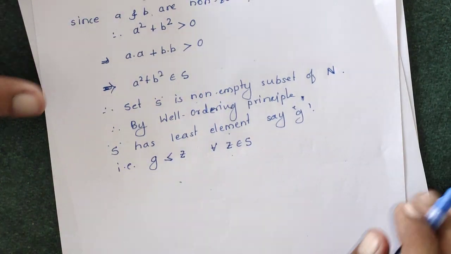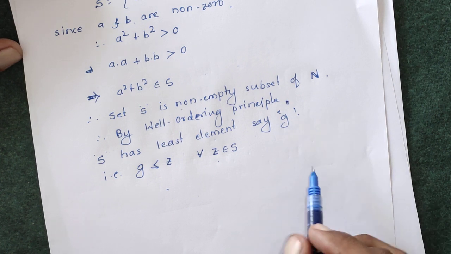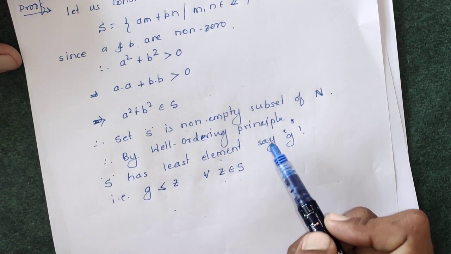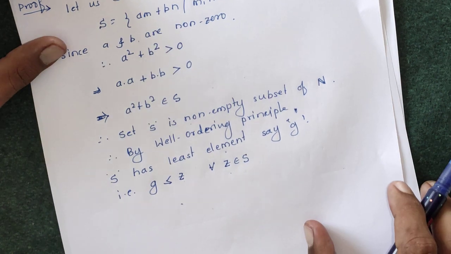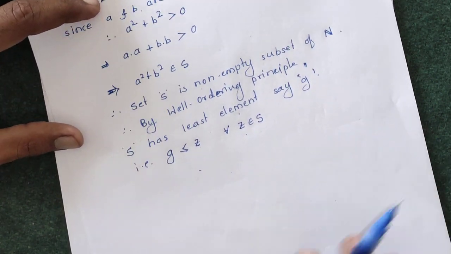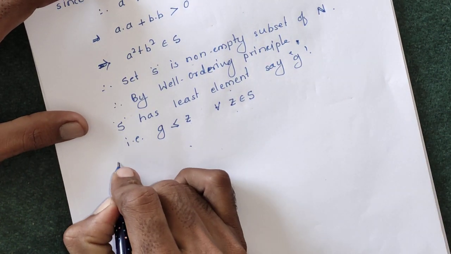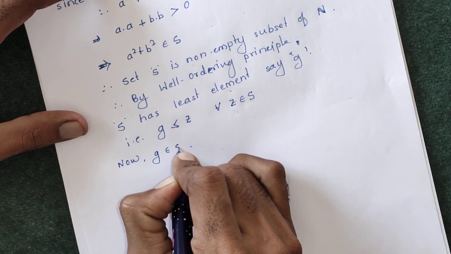S has a least element, say g, that is, g is the least element of our set S, which implies all the remaining elements of S are greater than or equal to g, that is, g is less than or equal to z. Now g belongs to S and g is the least element. Now g belongs to S.